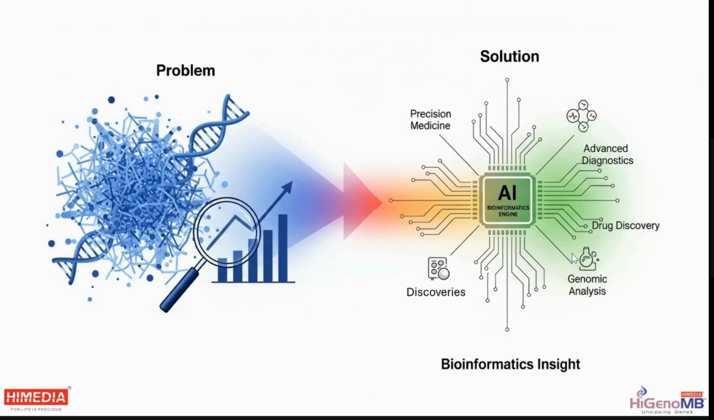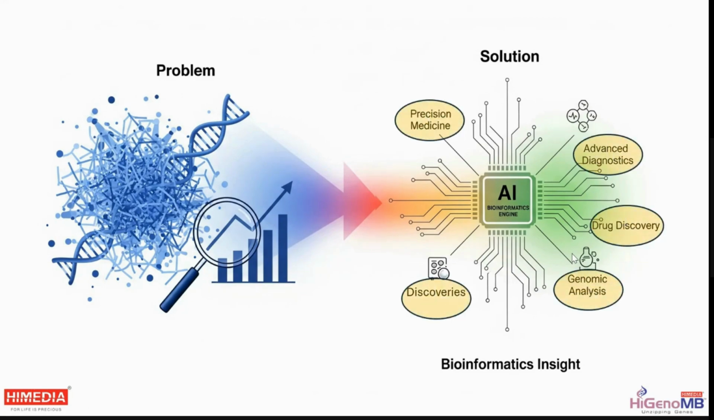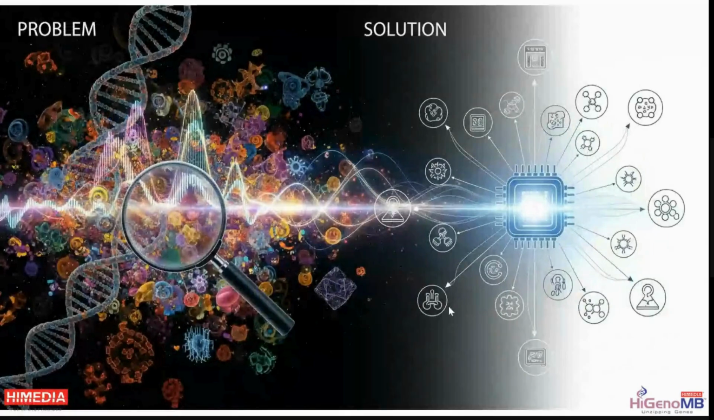When we talk about an organism or any life form, bioinformatics comes into the picture. By using bioinformatics, as highlighted here, we can develop precise medicines, do advanced diagnostics, drug discoveries, followed by genomic analysis, and different types of discoveries can be done using bioinformatics as a tool.